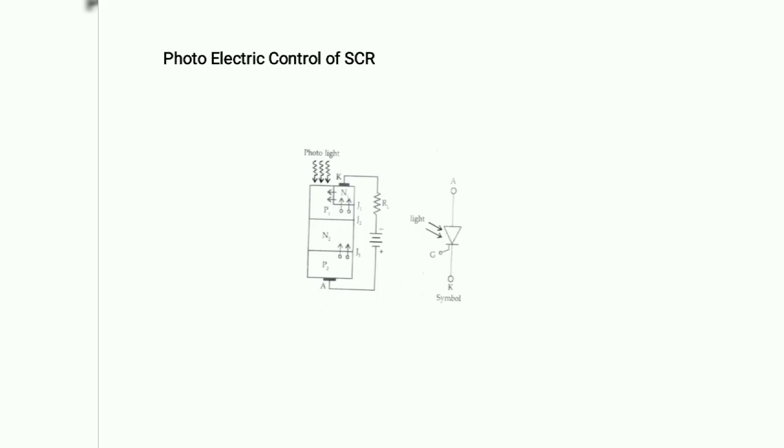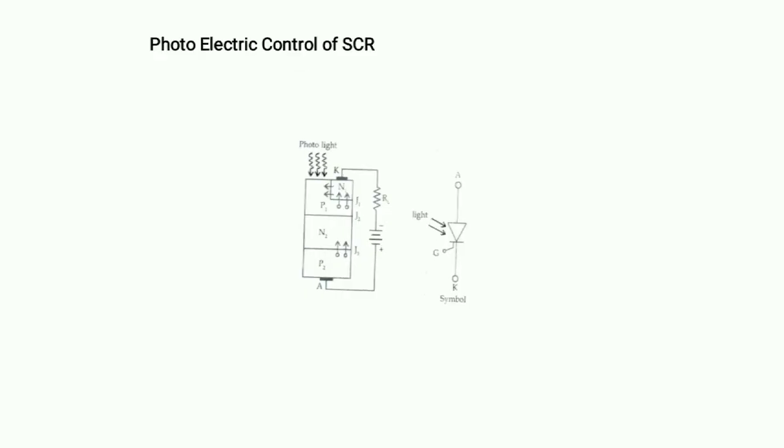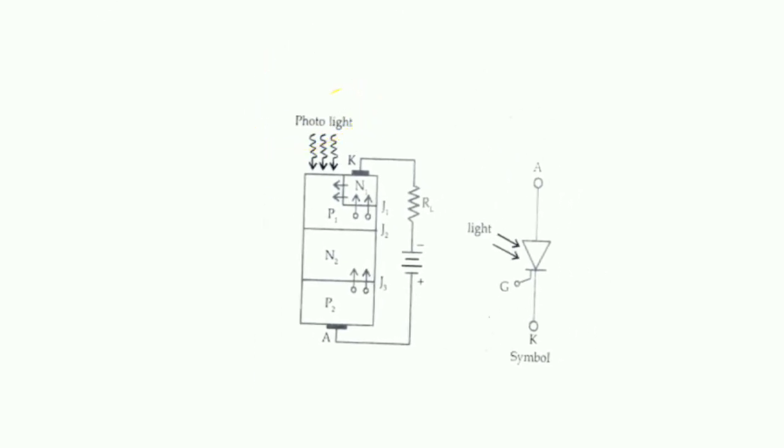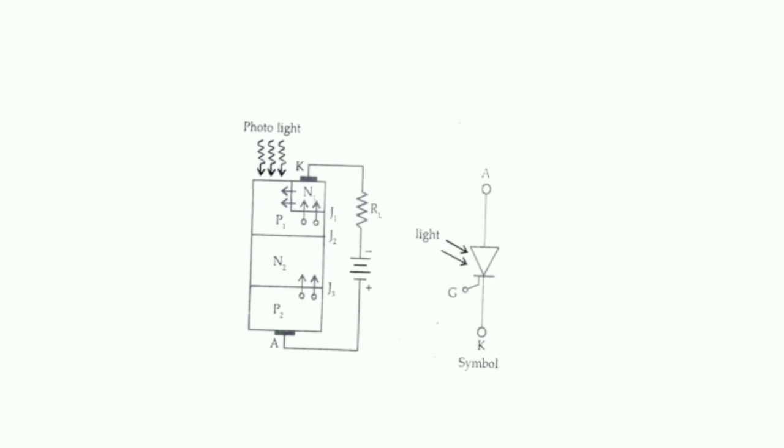So next, photoelectric control of the SCR, shown in this figure. Photo light is falling on the cathode. There are P1, N2 and P2 regions, and there are junctions J1, J2 and J3. As shown in the figure, light passing through a translucent window in the package containing the device acts as a trigger pulse.